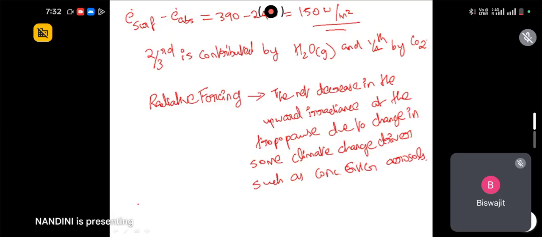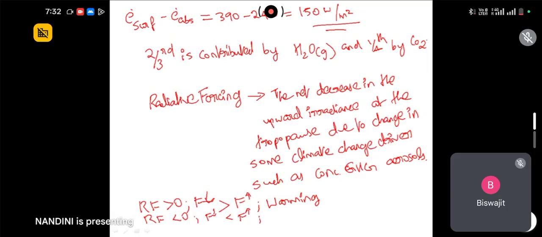So, if the radiative forcing is greater than zero, it means the incoming solar radiation is greater than the outgoing solar radiation. So, basically, there is an accumulation of radiation in the climate system. So, this basically indicates warming. And if the radiative forcing is less than zero, it means the incoming radiation is less than the outgoing radiation. It basically indicates cooling.